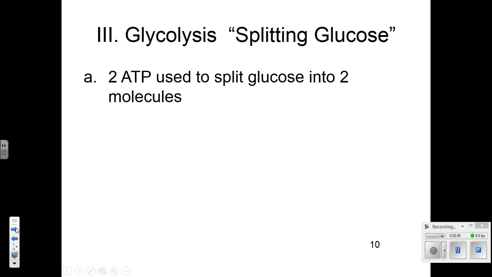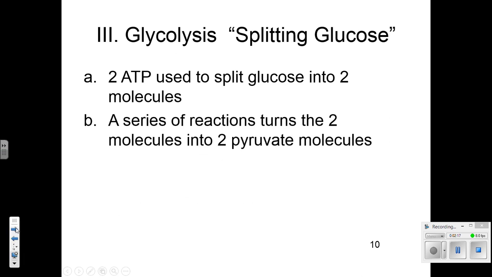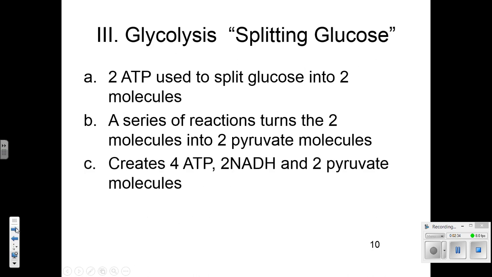Okay, so glycolysis. First of all, it's going to take a little energy to get the whole process going. So we're going to use two ATP molecules to split glucose into two molecules. Okay, those are called pyruvate. And so basically, instead of having C6H12O6, there are two molecules of C3H6O3. Okay, so we're just breaking it in half. By the end of that process, we're going to create 4 ATP molecules, 2 NADH molecules, which is a different kind of energy, and then the 2 pyruvate molecules.